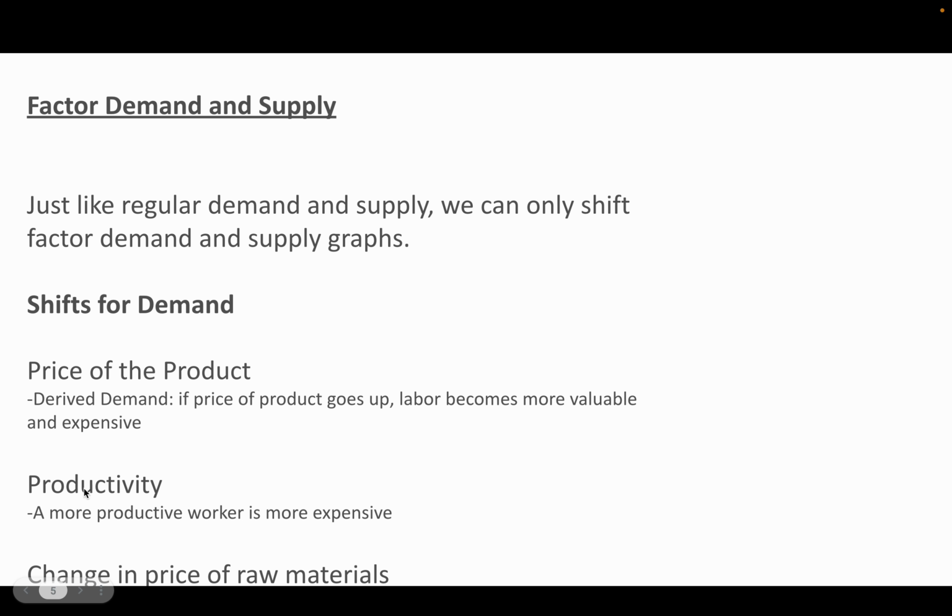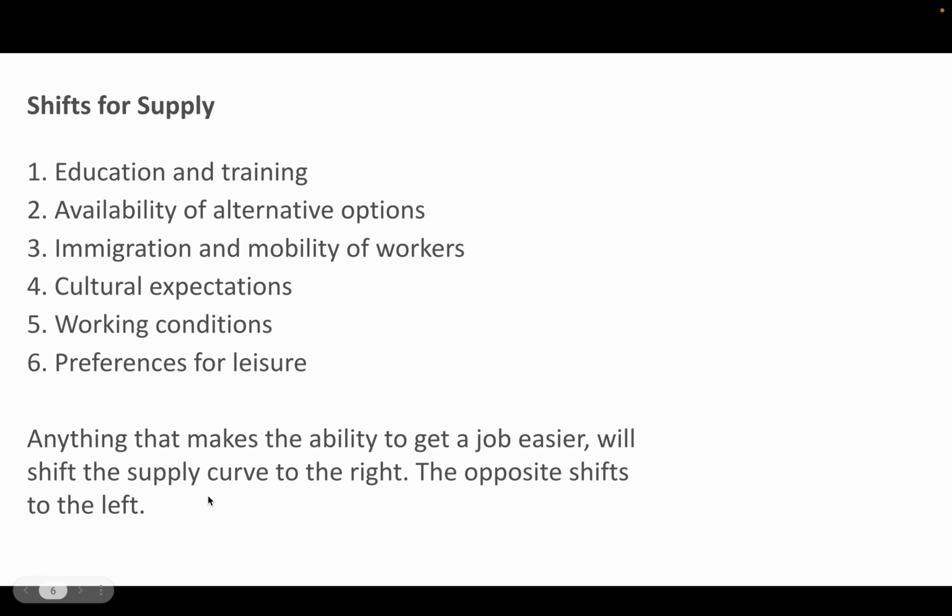Then we have productivity. Productivity is just how productive a worker is. So a more productive worker is more expensive overall. So that can shift demand as well. And then a change in price of raw materials.